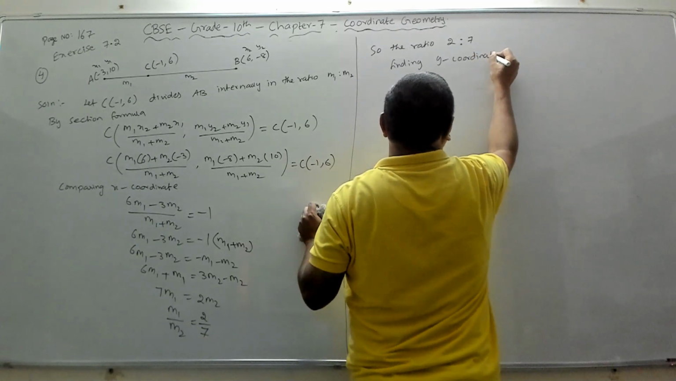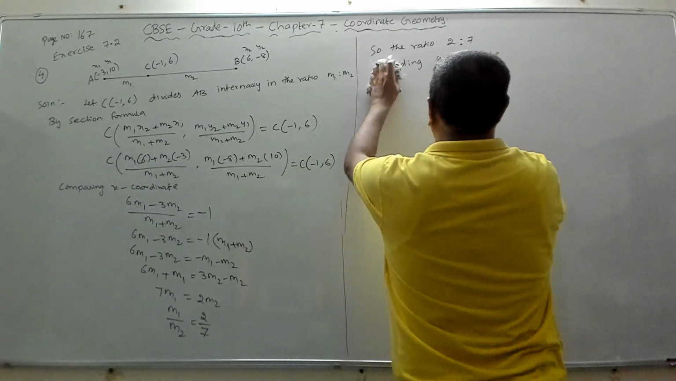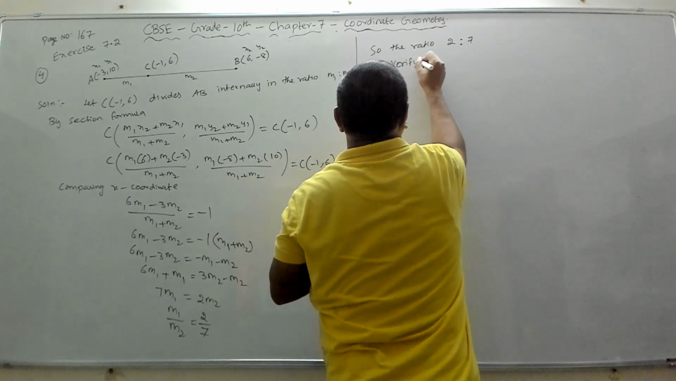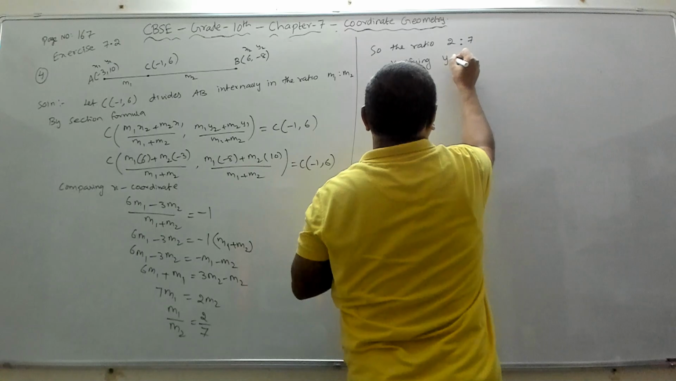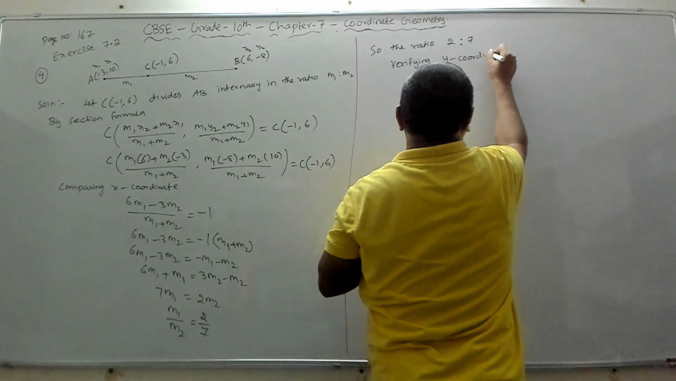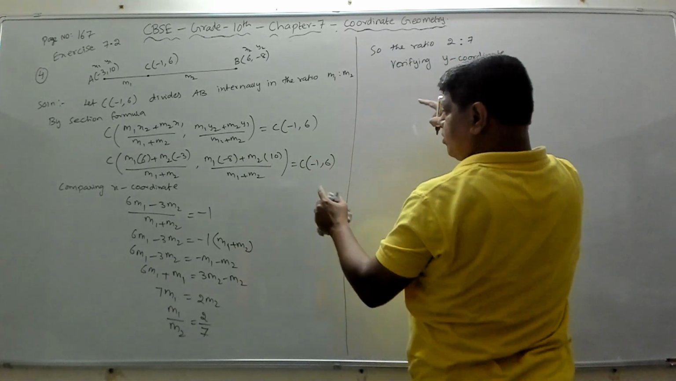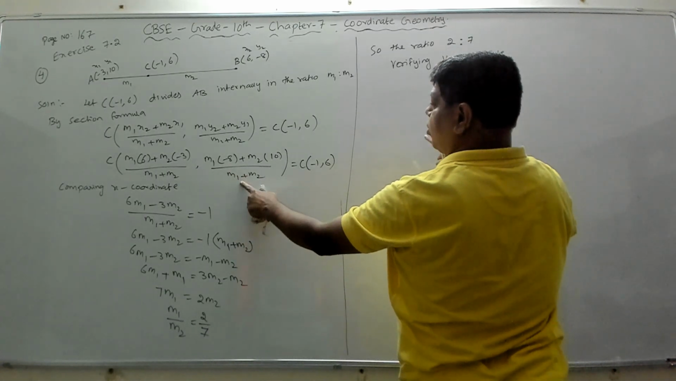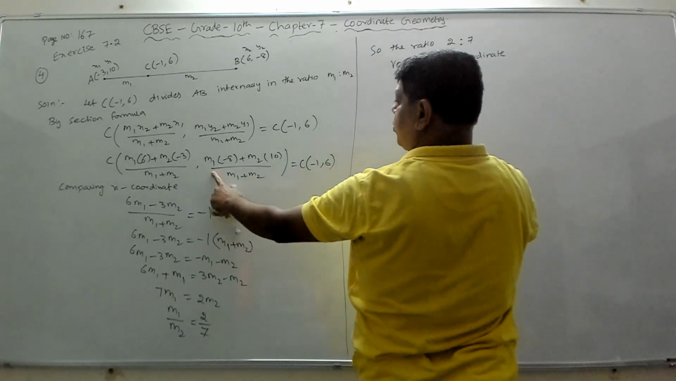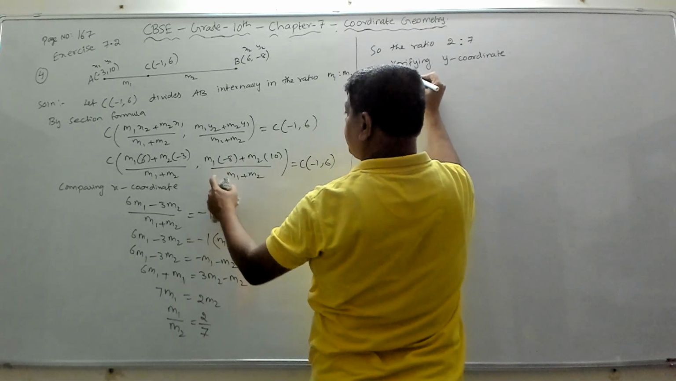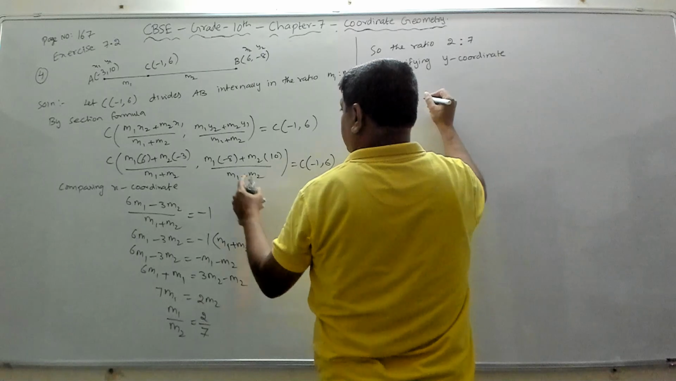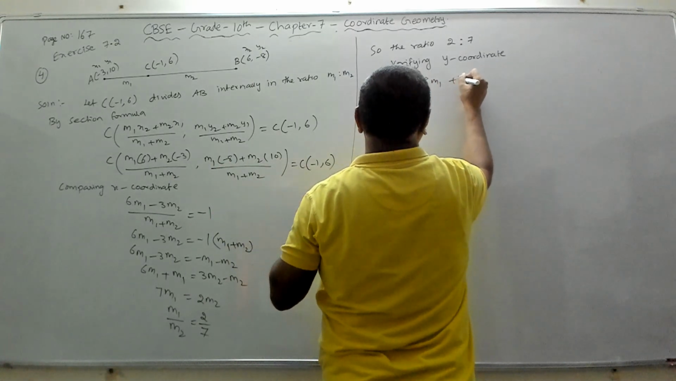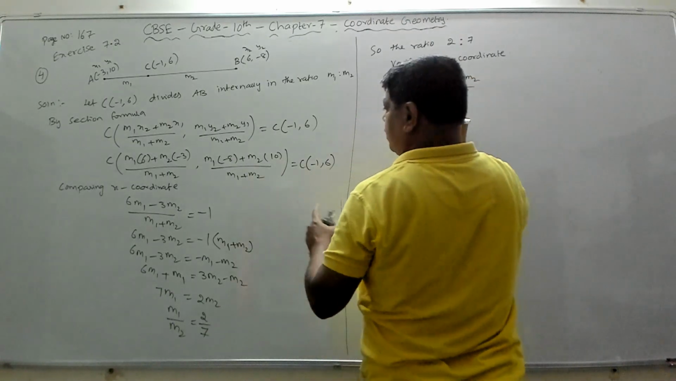Or we can say verifying the y coordinate. That is the better one. If we verify the y coordinate, what do we get? We have to substitute m1 and m2 in this formula, and we should get 6. So what is our y coordinate? Y coordinate is minus 8 into m1, minus 8 m1 plus 10 m2 by m1 plus m2.